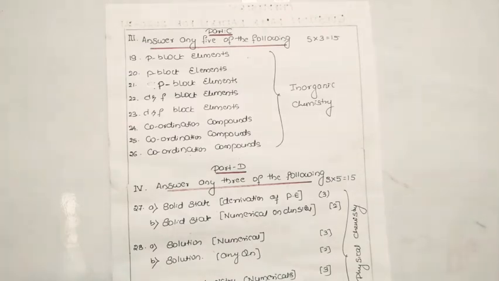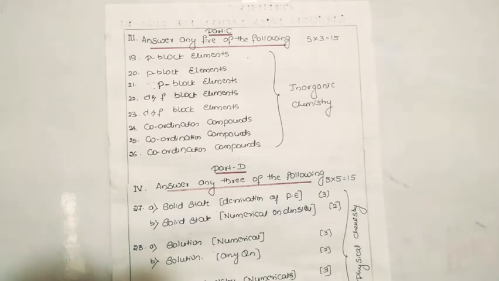Now part C. Part C is purely inorganic chemistry. All the questions will appear from inorganic chemistry, dear students. So you have to plan in this way and study. "Answer any 5 of the following" is the instruction, so out of 8 questions again you need to answer any 5.